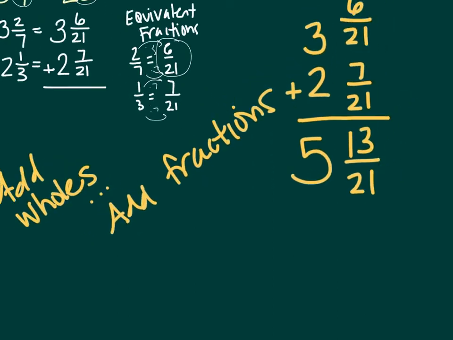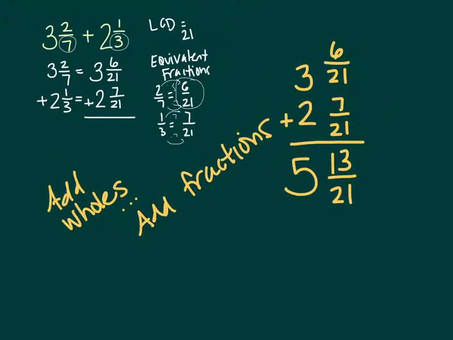Then the math becomes pretty easy. You're going to add the whole numbers and then add your fractions together. If necessary, you could check to determine if you could simplify your fraction after you have done the addition.